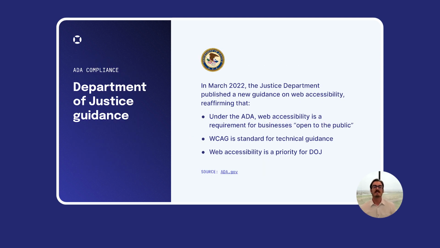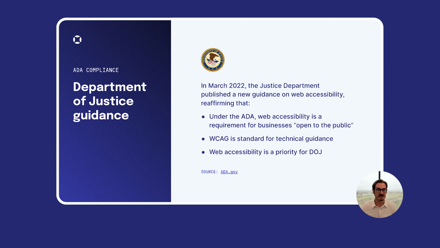Department of Justice guidance: the Assistant Attorney General for the Justice Department's Civil Rights Division in March of 2022 published guidance that under the ADA, web accessibility is a requirement for businesses open to the public, and that WCAG is the standard for technical guidance. This is a critical development because the DOJ is essentially saying that digital accessibility is a priority under the ADA. But the most crucial point is people tend to think that WCAG is actually the law. As I said before, WCAG is not the law. It's the set of guidelines that everything points back to. So the DOJ is saying, build your websites with WCAG standards and best practices in mind, then you're going to be able to be compliant with the standards.